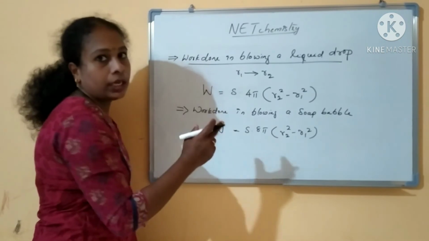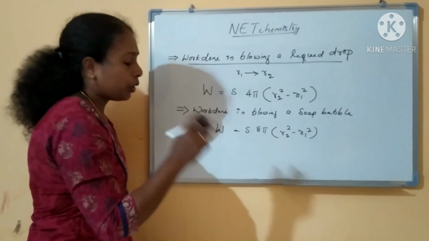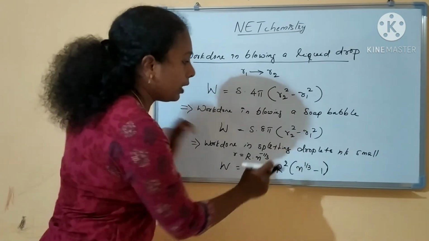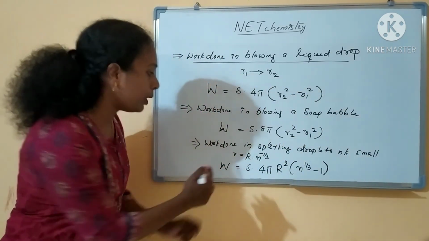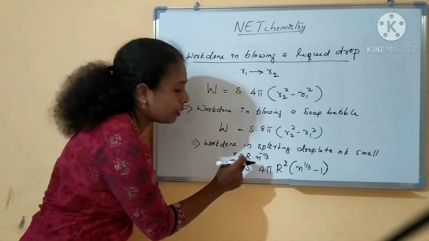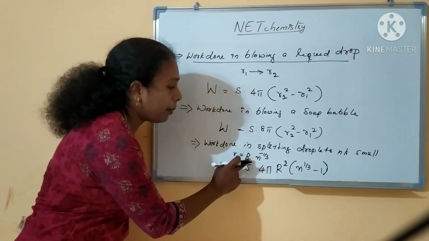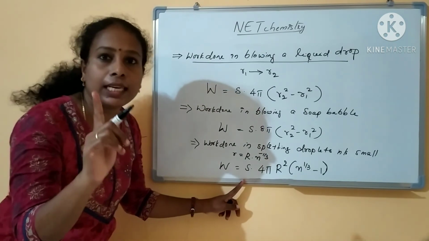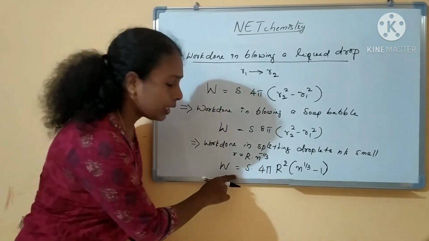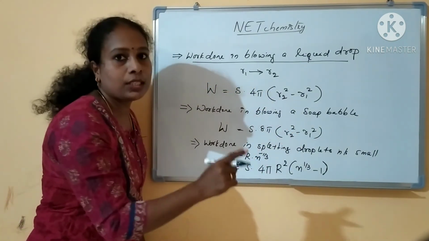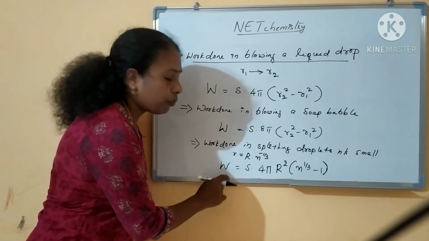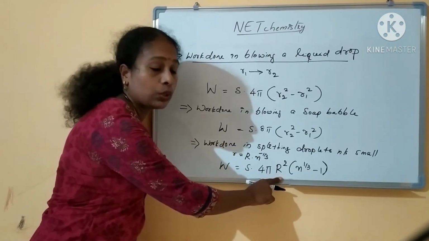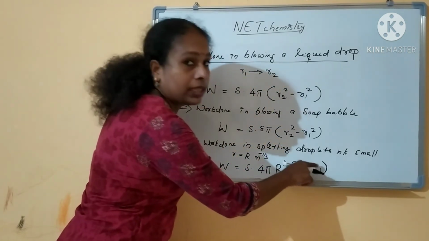Now, work done when a bigger droplet is splitting into smaller droplets. In splitting a bigger droplet into smaller droplets, the radius small r will be changing to capital R into n raised to minus 1 by 3. I am just telling the equation only; you have to learn this equation by heart, at least for the time being. W, the work done, is equal to surface tension into 4 pi capital R square into n raised to 1 by 3 minus 1.